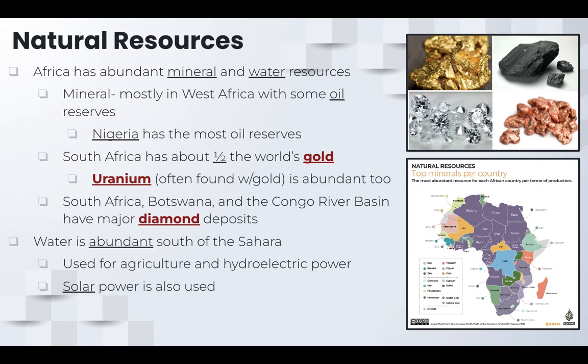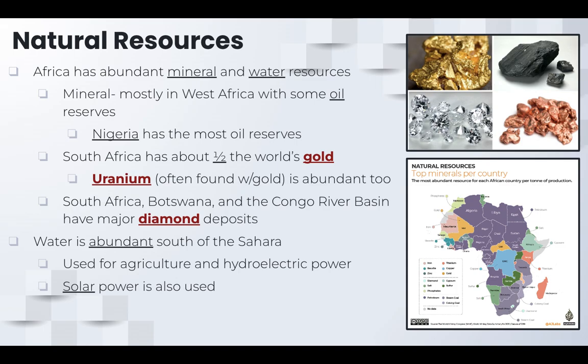Natural resources. So there's abundant natural resources in Africa. There is a ton of it. So mineral resources. Like in West Africa, there's oil. Even all the way up into Northern Africa, there's oil. A lot of oil reserves. Nigeria has the most oil reserves, next to basically the United States.